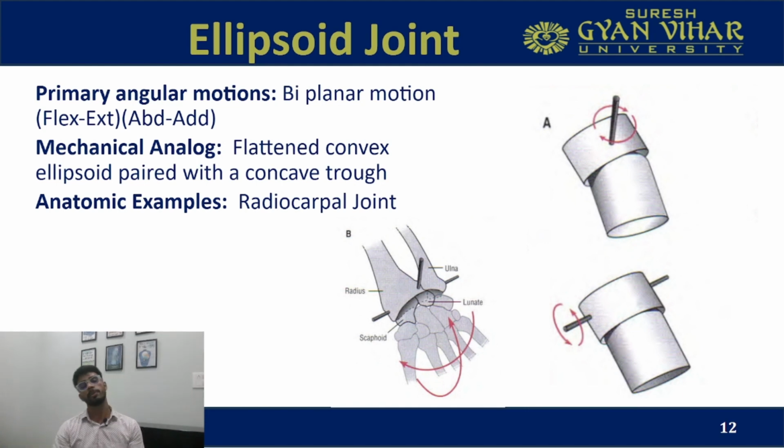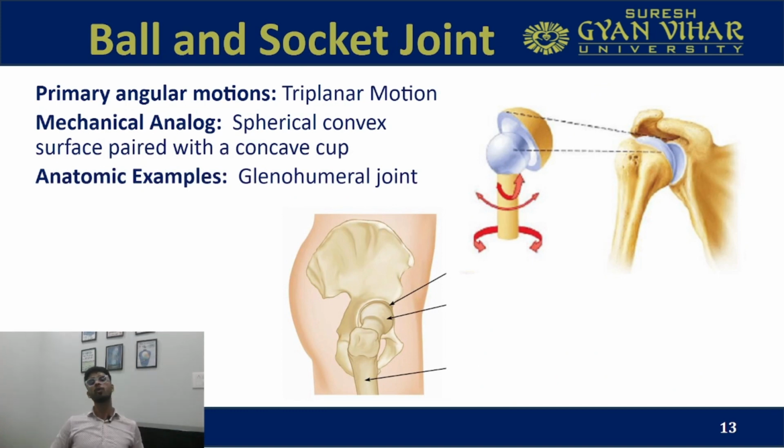So remember, whenever there is an ellipsoid joint, biplanar motion is possible, that is flexion, extension, and abduction and adduction. Now comes the ball and socket joint. We are mostly interested in studying this type of joint in great detail. We will see the glenohumeral joint, that we will study in detail. We will see our hip joint, that too we will study in detail.